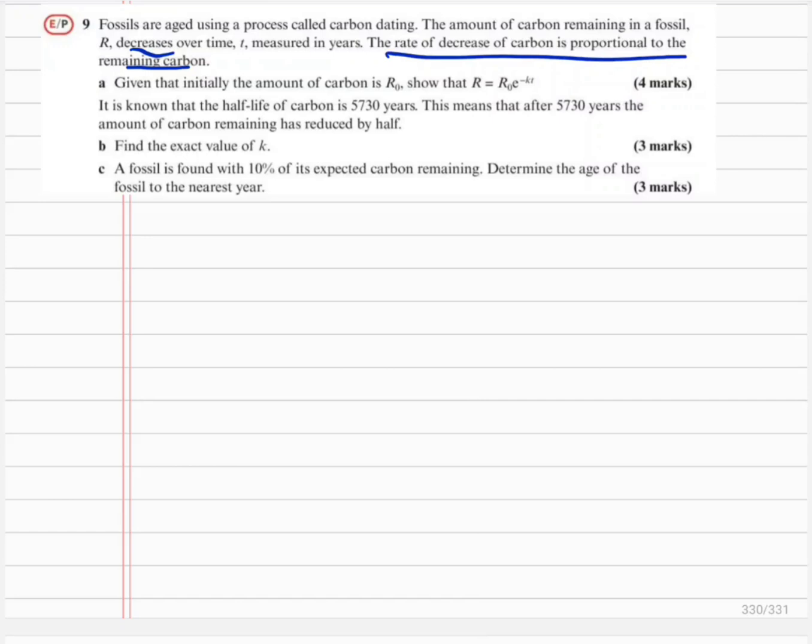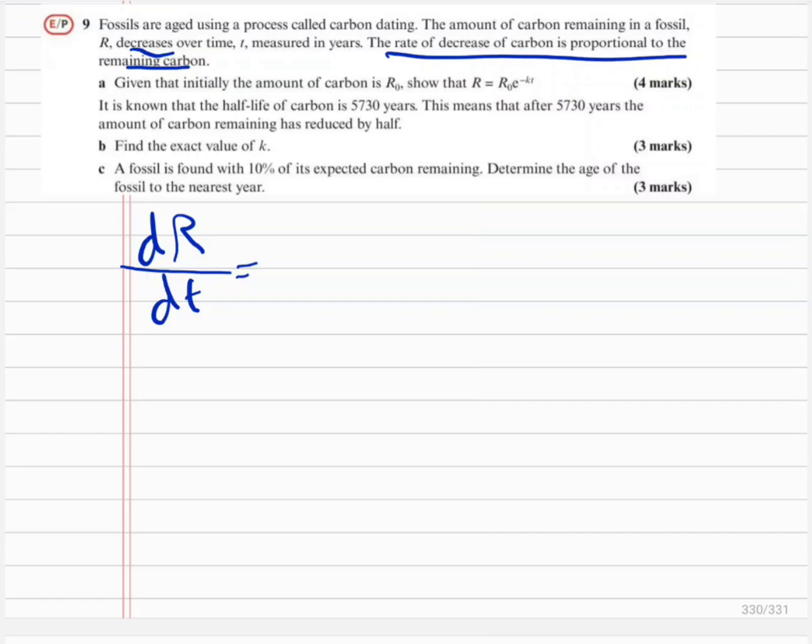So in part A, given that initially the amount of carbon is R0, show that R is equal to R0 e to the minus kt. Okay, so we need to form the differential equation. Remember that the question is about the rate of change of R with respect to t. So R is just the amount of carbon remaining in a fossil. So we basically have dR by dt.